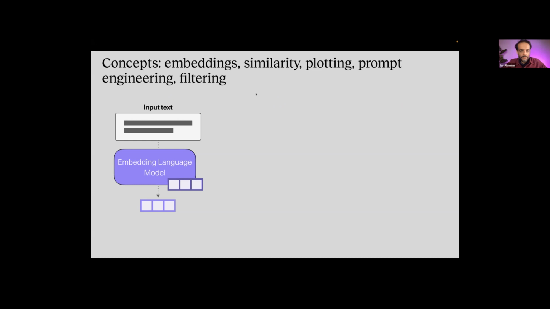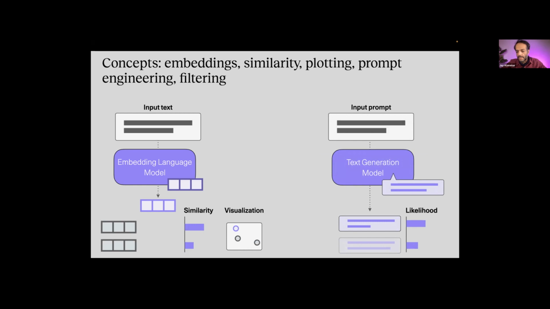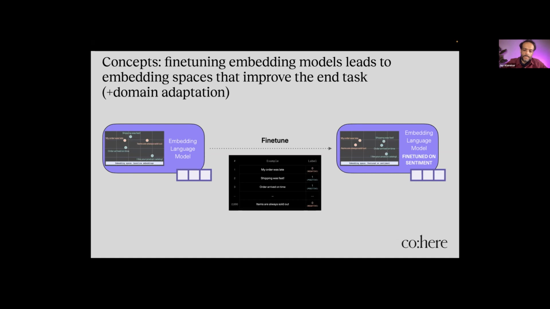We touched on a few main concepts. Embedding models turn text into a list of numbers, what we call a vector. These vectors can be compared for similarity scores, and we can also visualize them to see which ones are similar, and similar points or text will be close to each other. We also talked about text generation models and how to do them reliably, and there's this whole field of prompt engineering. And then there's the super important idea of fine tuning, which is continuing to train a model that was already pre-trained, and that enhances the model for a specific use case.